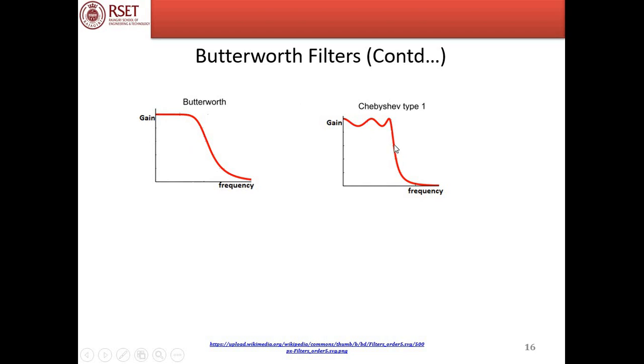Now I said Chebyshev filters are of two types, type 1 and type 2. Let us see the frequency response of the Chebyshev filter of type 2. We can see that the pass band has a flat response, whereas there are some ripples in the stop band. The transition from pass band to stop band is steeper when you compare it with Butterworth filters. So this is the basic difference in characteristics of Butterworth and Chebyshev filters, and we will be focusing more on Butterworth filters in our upcoming sessions.